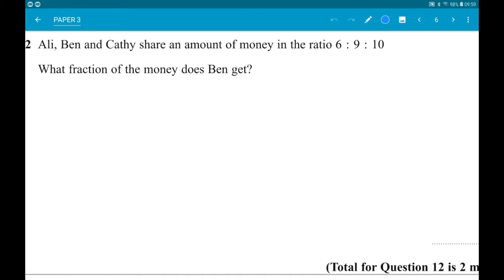It's a good time. So Ali, Ben and Kathy share an amount of money in the ratio 6 to 9 to 10. What fraction of the money does Ben get? Okay, so for that we need to know the total number of parts the ratio has. So 6 add 9 add 10.